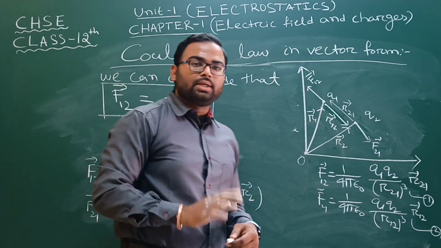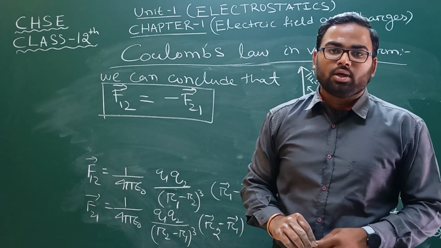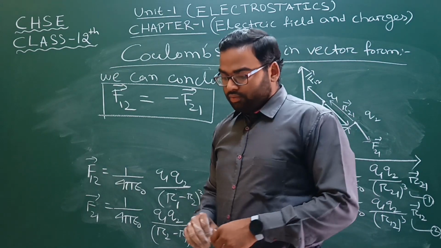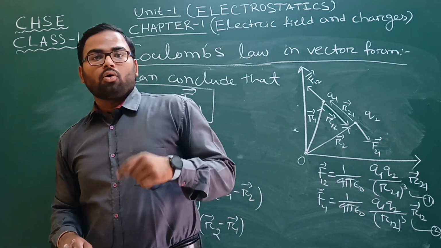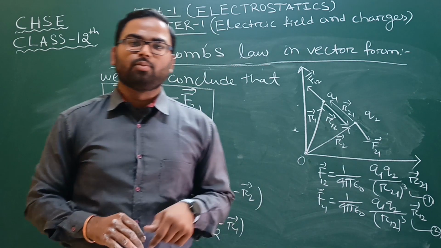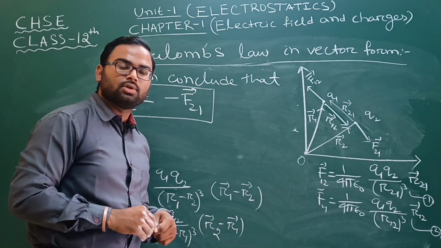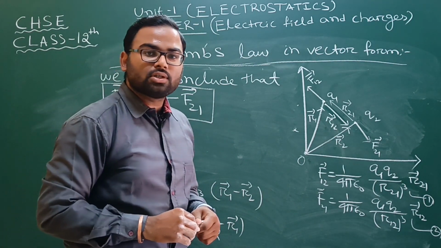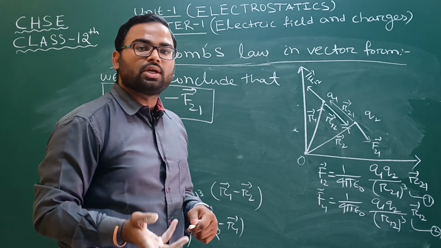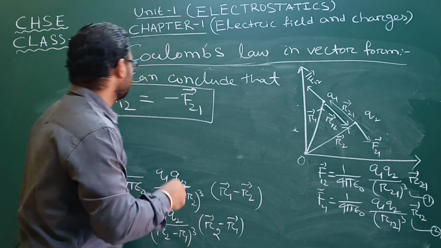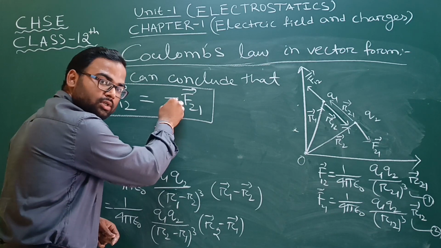This is the final derivation of Coulomb's law in vector form. Or we can say that Coulomb's law obeys Newton's third law of motion. What is Newton's third law of motion? Newton's third law of motion says that to every action there is an equal and opposite reaction. So action and opposite reaction.